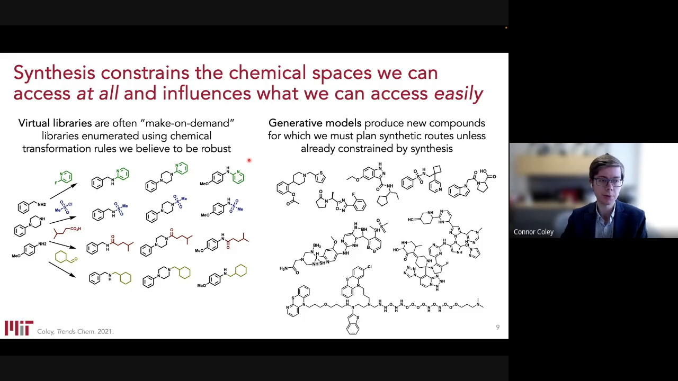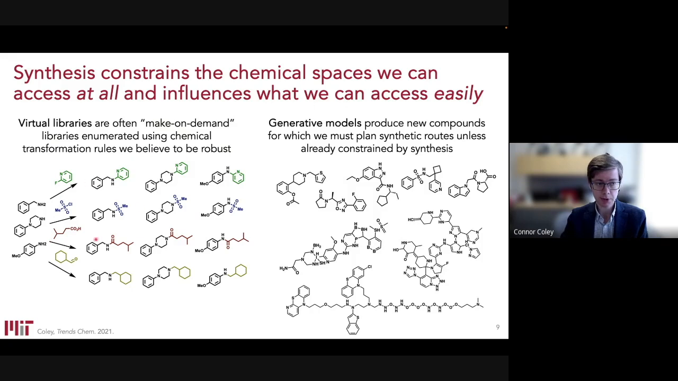And so if you go online right now, you can look at chemical vendor catalogs, and they're willing to sell you tens of billions of molecules from these make-on-demand libraries. And these are libraries or catalogs of chemicals that don't exist yet physically, but they believe they can access through robust chemical reactions. And so generating these libraries benefits from an understanding of chemical reactions, and what's possible and what isn't possible.